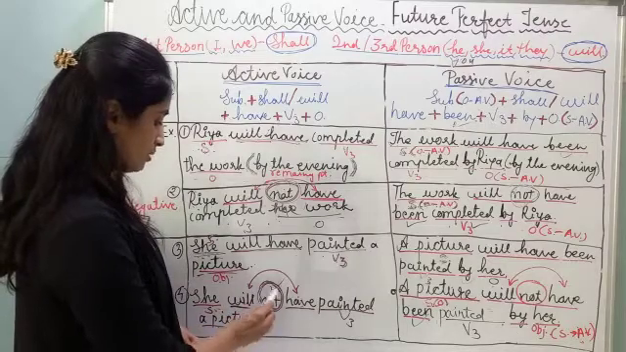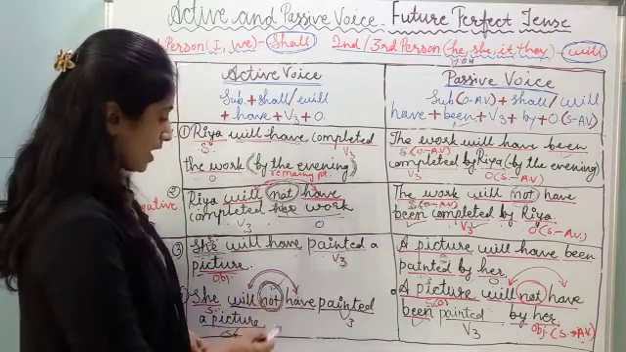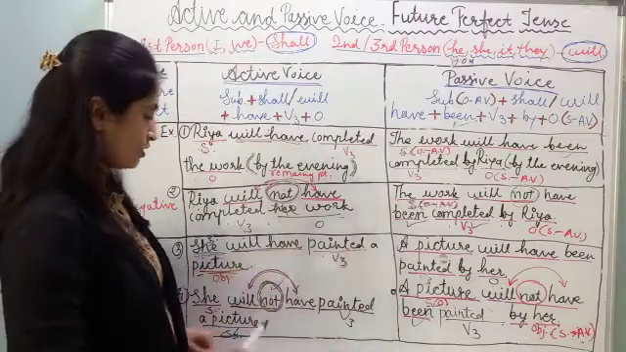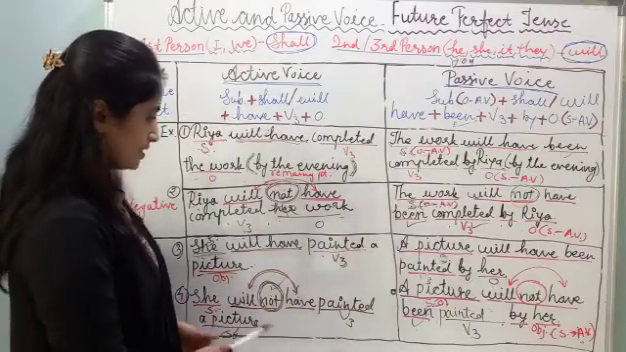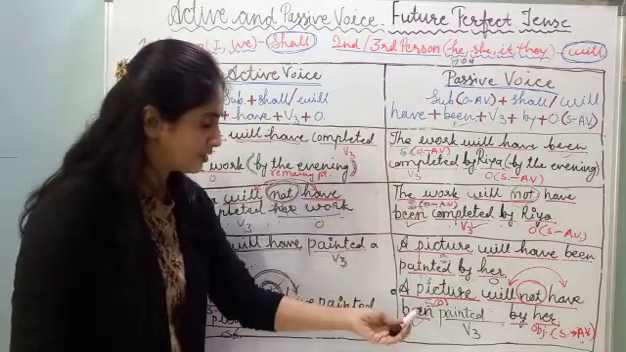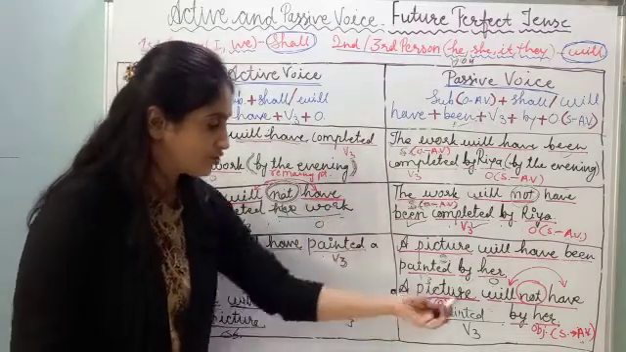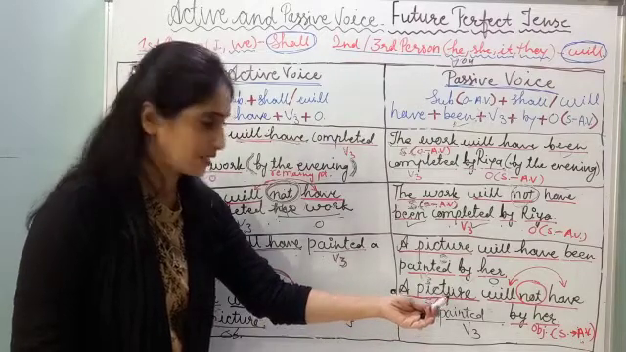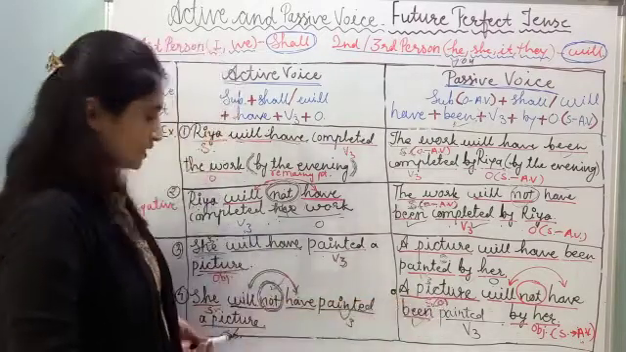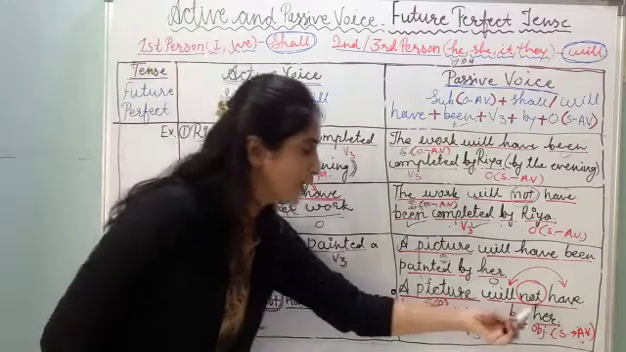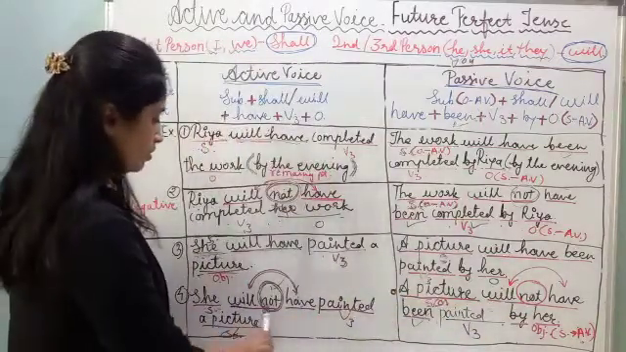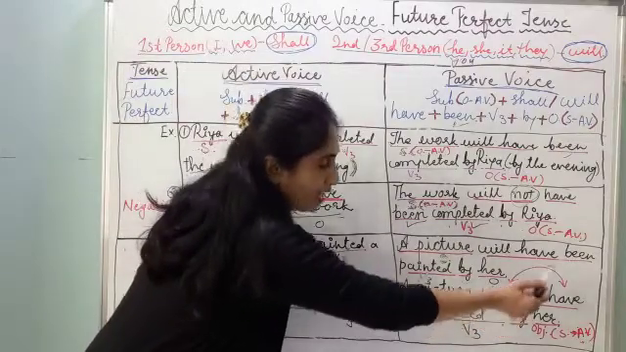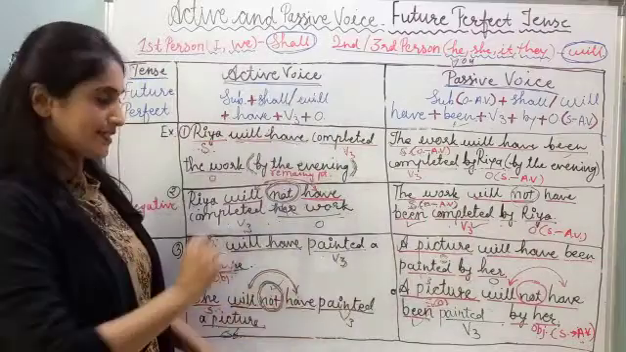Not comes here between will and have. Let us convert this negative sentence to passive voice now. Object in the sentence is a picture, and this will be the subject here in passive voice. A picture, that is subject, and in bracket it is object I have written. This means object in active voice. Then what? Will not have. Here it is will not have. Not is used between will and have in both of the sentences.